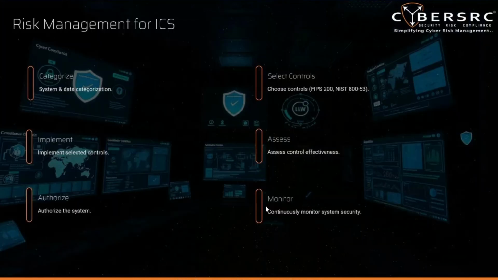Let's talk a little about risk management for ICS. So what can we do? Classify the ICS systems as per FIPS and NIST standards for confidentiality, integrity, and availability. But in the case of ICS, availability takes precedence, emphasizing operational impact for availability and integrity.